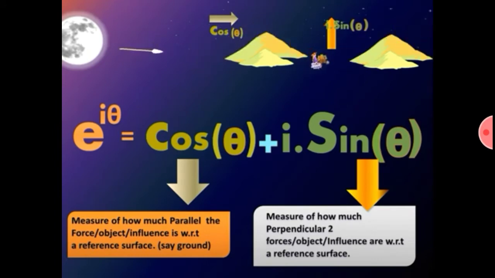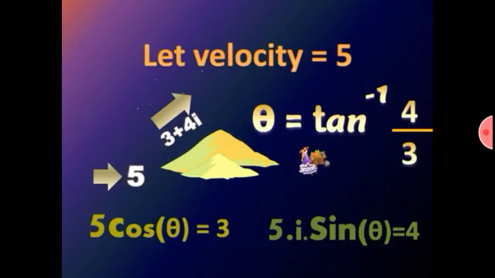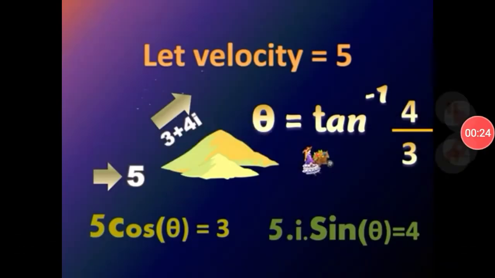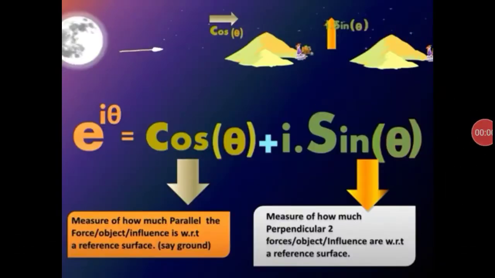Cos is a measure of how much perpendicular. Everything in nature has got a real part and an imaginary part. That is a parallel component and a perpendicular component. Cos is a measure of how much parallel two forces are, and i sin theta is a measure of how much perpendicular that force or that influence is with respect to the ground or some other reference surface.